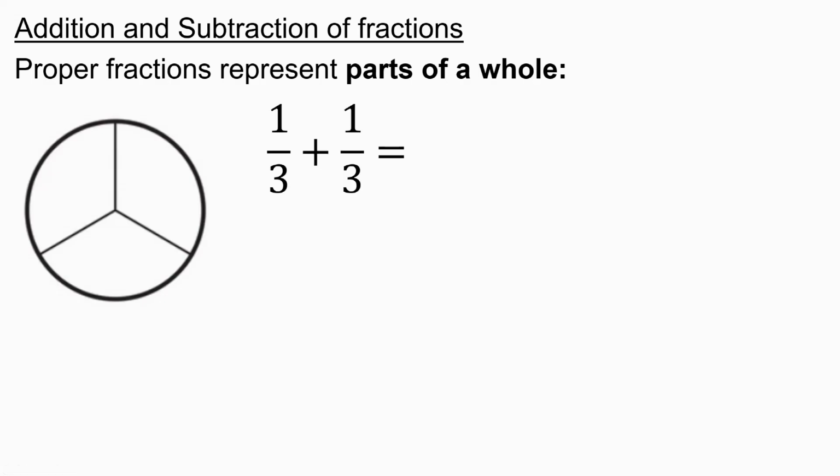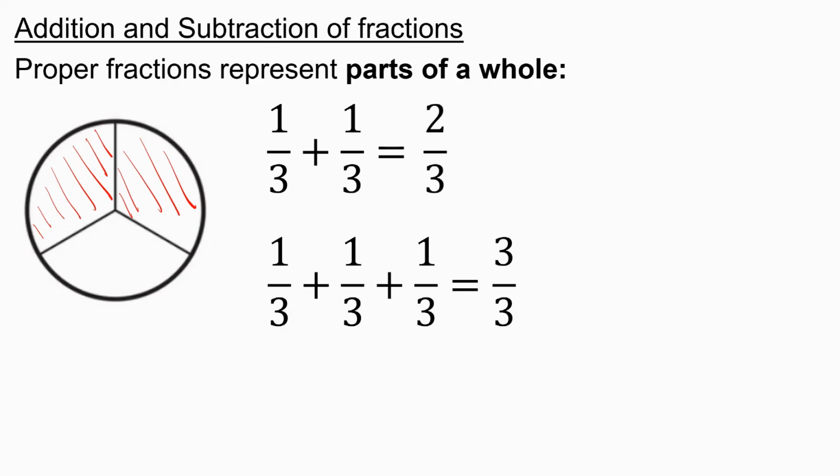For example, 1/3 plus 1/3 would be as though I shade in 1/3 and then another third, and in total I've shaded in 2/3, 2 parts out of the 3 parts making up the whole. Similarly, if I did 1/3 plus 1/3 plus 1/3, that would be like shading in all 3/3. In total, I've shaded in 3 out of 3, which is also 1 whole, or 1.